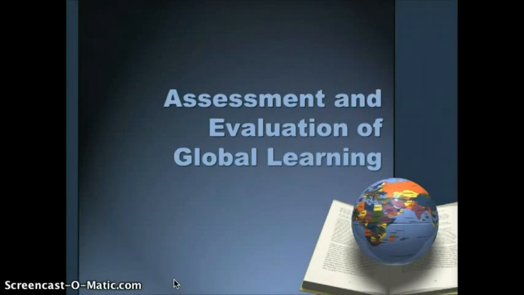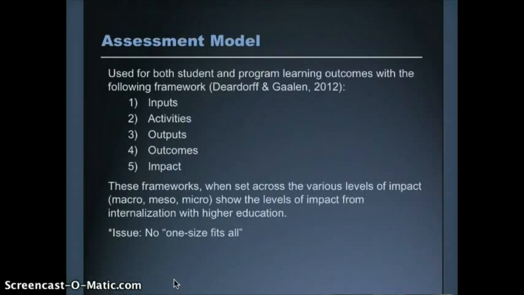Assessment and evaluation of global learning. If nothing else, we need to be able to assess and evaluate the global learning that we are trying to procure in our educational environments. The assessment model is used for both student and program learning outcomes with the following framework: 1. Inputs, 2. Activities, 3. Outputs, 4. Outcomes, and 5. Impact. These frameworks, when set across the various levels of impact, thinking macro, meso, and micro, show the levels of impact from internationalization with higher education.